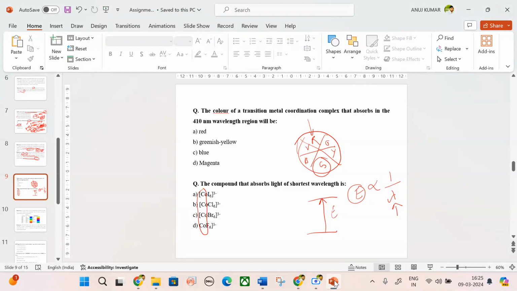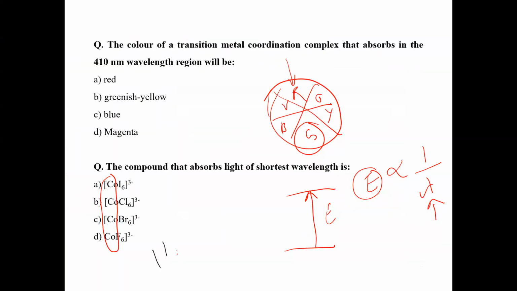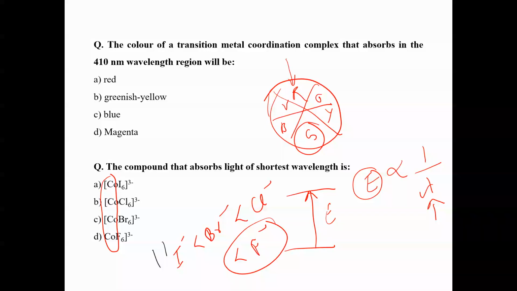So if I write the spectrochemical series, I, Br... I am skipping some ligands, right? It will be like this. So among these ligands, this fluoride ion is a very strong ligand. It will be creating a large energy gap between the orbitals, so it will be showing the shortest wavelength. So D option will be the right one.